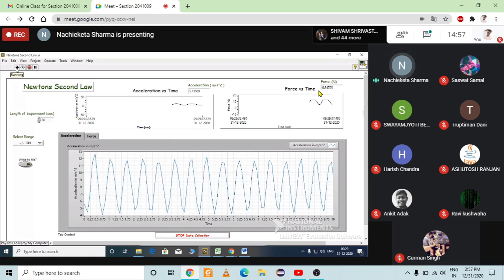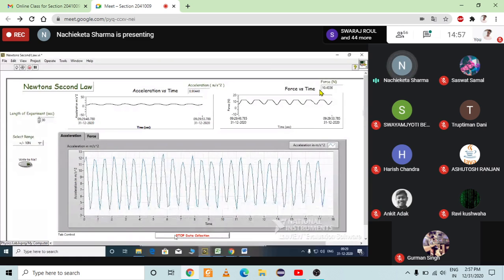You see the time versus acceleration graph and the time versus force graph. I'm applying force here, the similar process I just showed you. After running this for 10 to 15 seconds, you have to stop the program. After that, your experimental part is over.